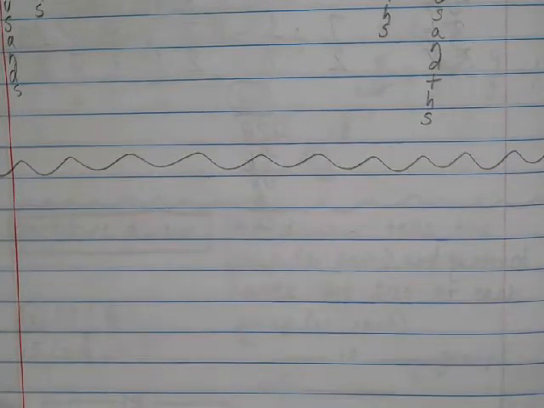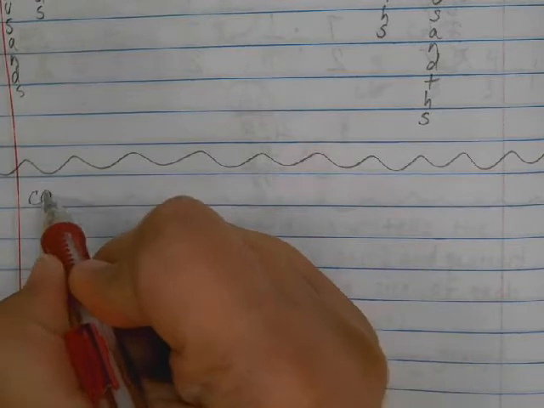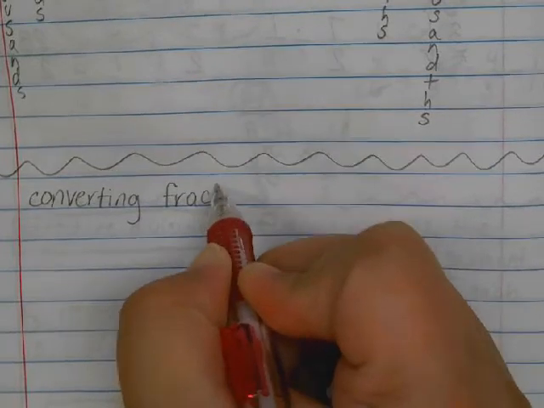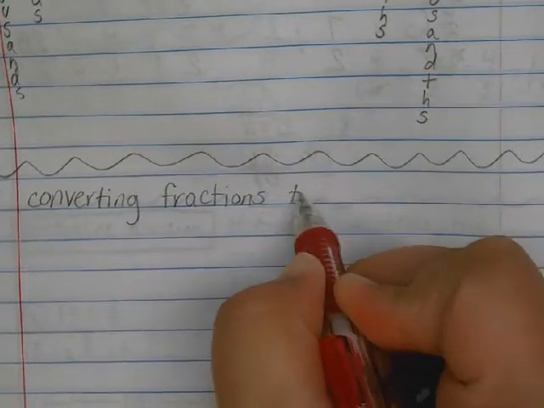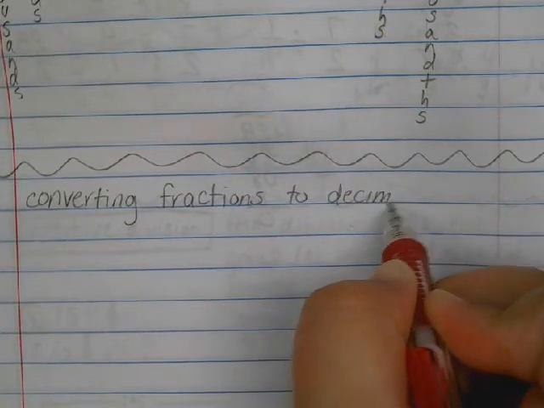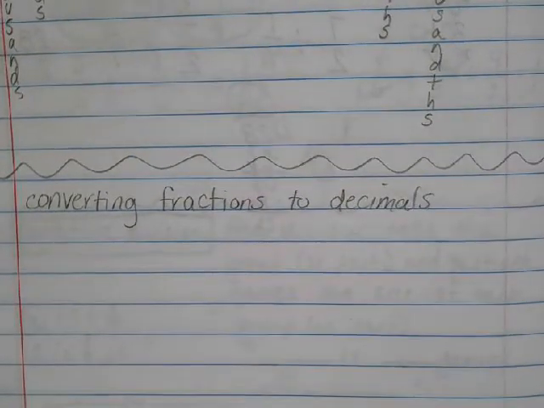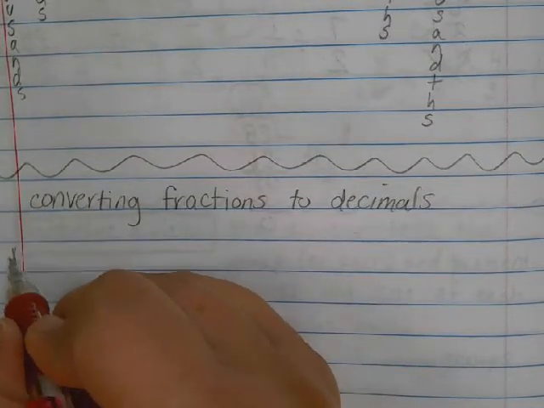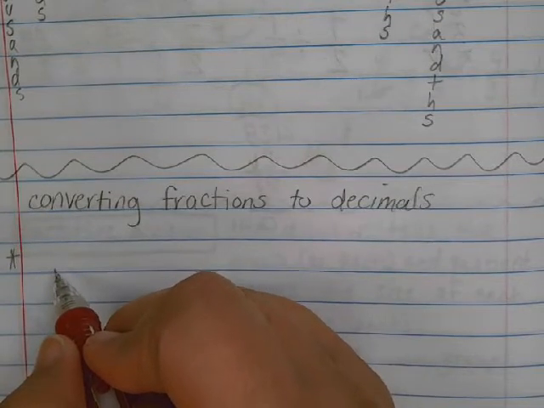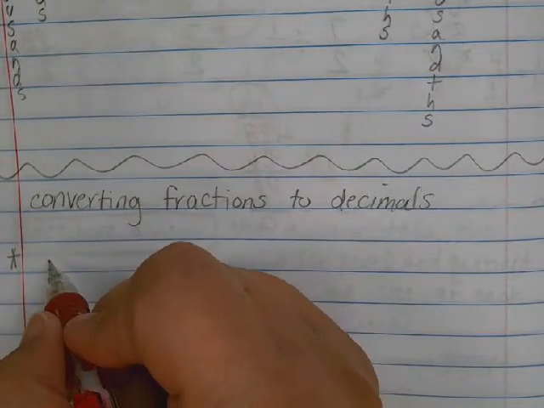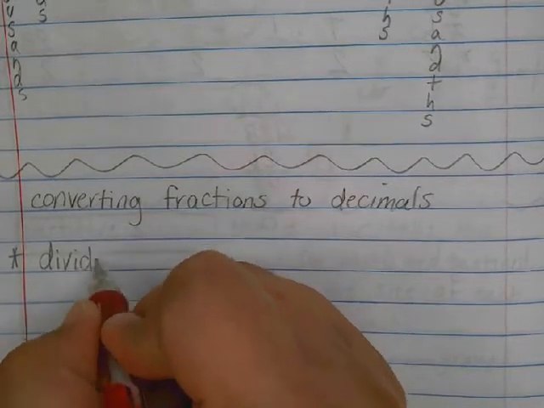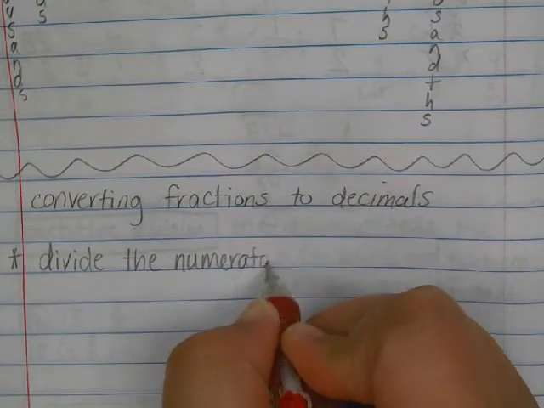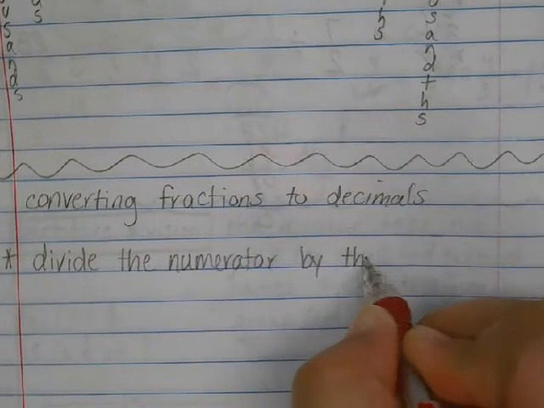And the first thing that we're going to talk about is converting fractions to decimals. We did this back in Module 1. The one thing I want you to remember is when converting a fraction to a decimal, the very first thing you can always do is to divide the numerator by the denominator.